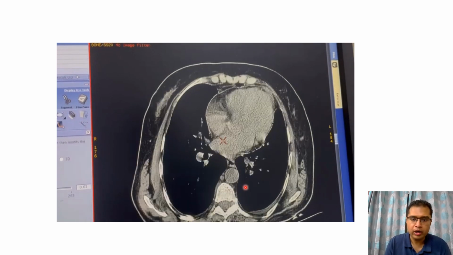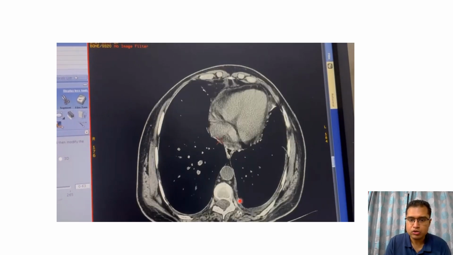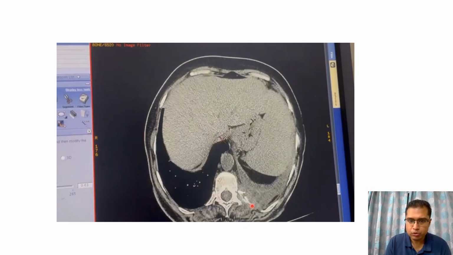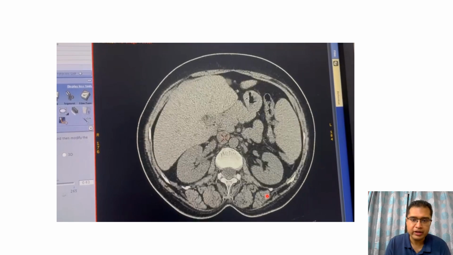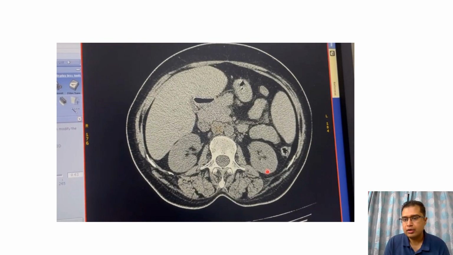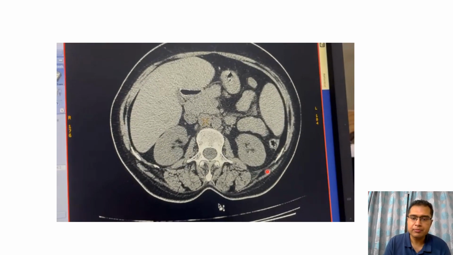Now, as we scroll down, an important finding that has to be noted here is that there is effusion along with this soft tissue density mass, which in the lung window was not very well appreciated, in the D11 paravertebral region, left paravertebral region, causing destruction of the posterior rib and the adjacent pedicle.